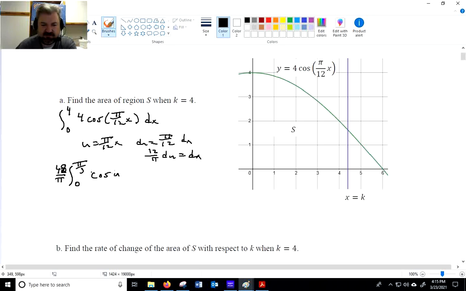Cosine u du. So 48 over pi times the integral of cosine is sine from 0 to pi over 3 is 48 over pi times the sine of pi over 3, which is the square root of 3 over 2, minus the sine of 0, which is 0.